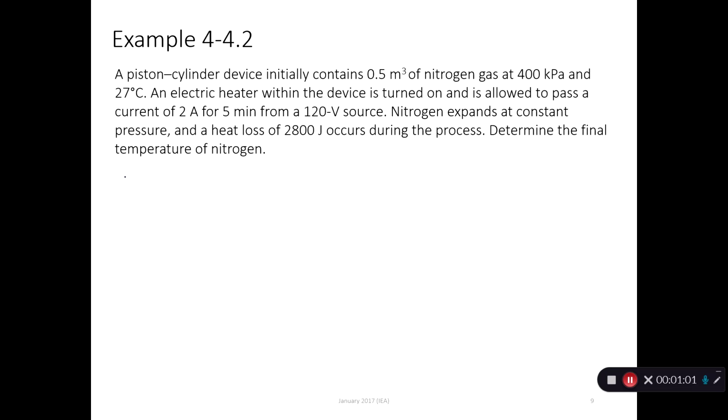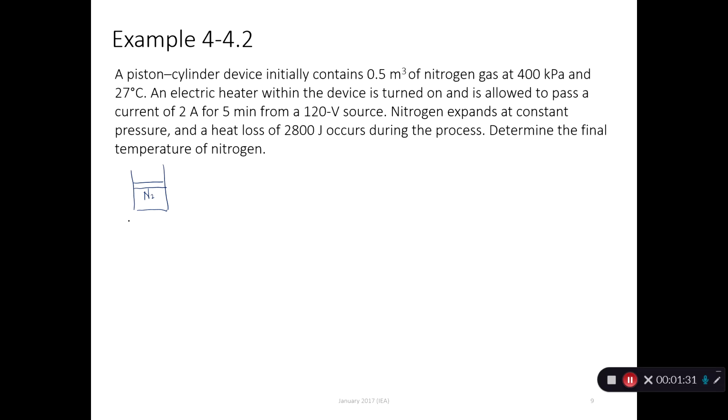Okay, so we have a piston. I have the diagram already drawn actually, but I want you to get used to the process. If you don't do this, you might miss out some important information. So what's inside is N2. Okay, so not air, not water, not refrigerant.